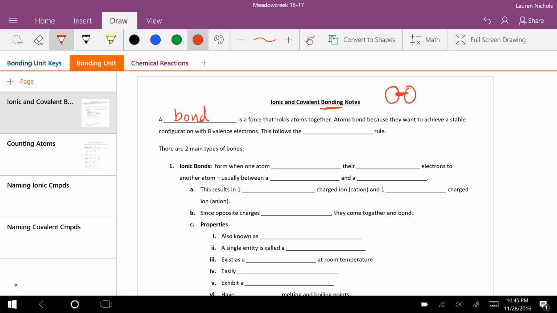Now, strong bonds are going to make it hard for this to break, and weak bonds are going to make it easier to break. Now, atoms bond because they want to achieve a stable electron configuration with 8 valence electrons.